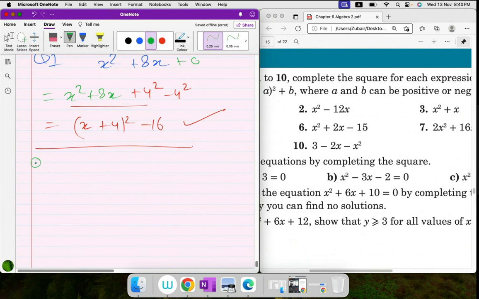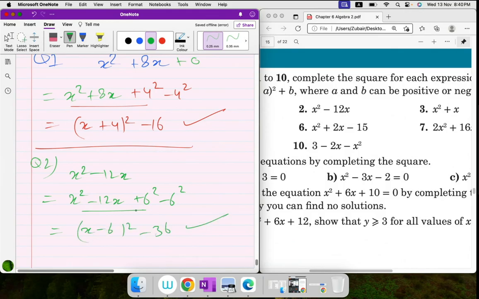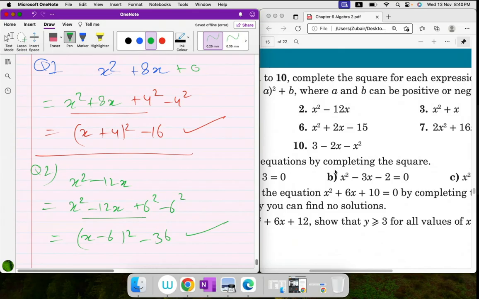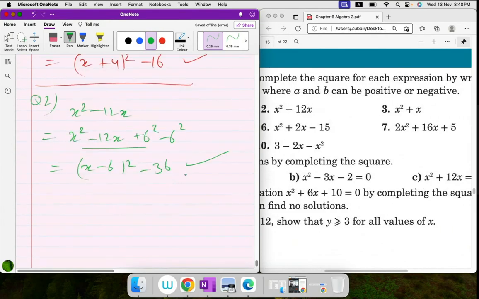Question number 2 is x square minus 12x. So that's x square minus 12x, and half of that is 6, plus 6 square minus 6 square. You follow the procedure, that's x minus 6 whole square minus 36. Any confusion in these two questions? No, sir. Try question number 3.